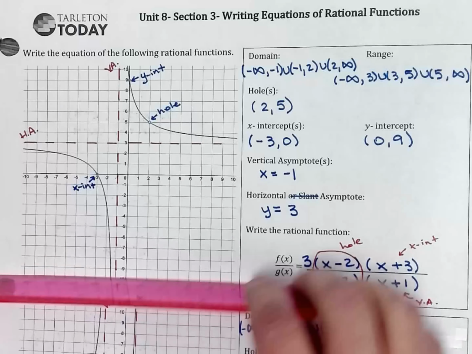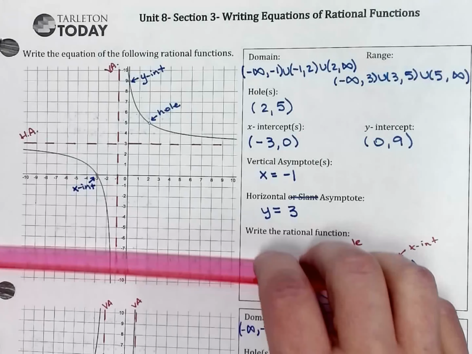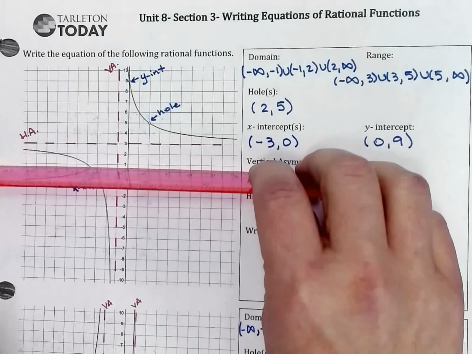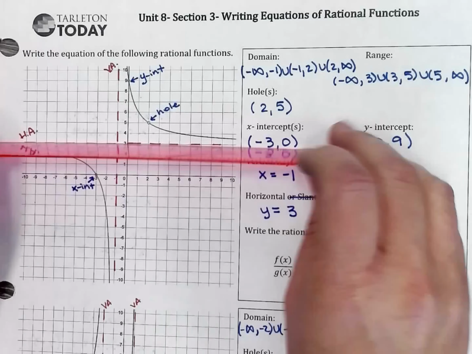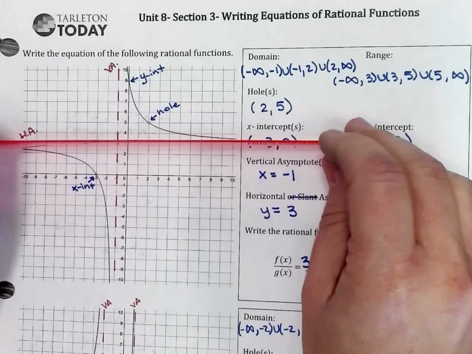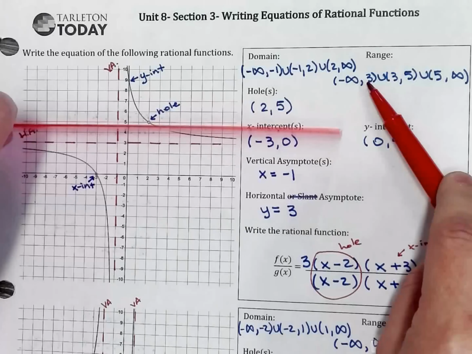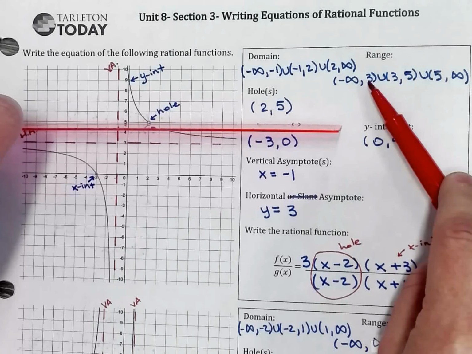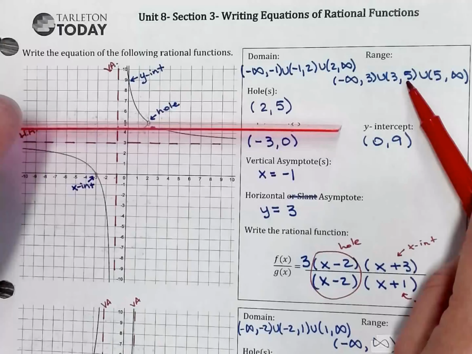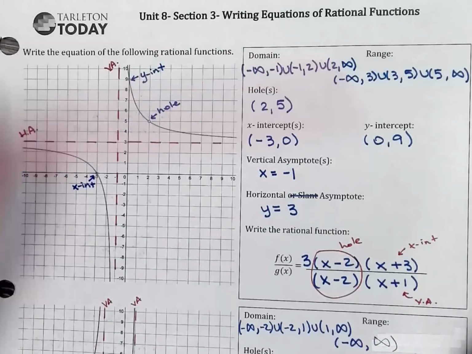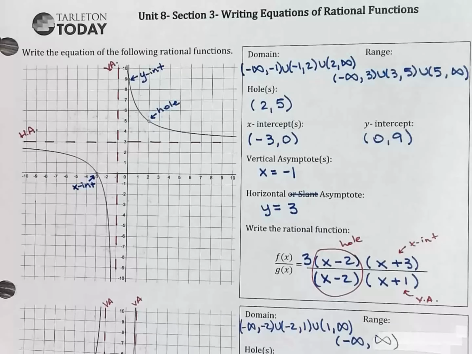And the same idea goes for the range. It starts at -infinity, goes until there's a break on the graph at the horizontal asymptote where y equals 3. So there's the break at 3. And then the next break is where the hole is, at 5. And then it keeps going toward positive infinity.